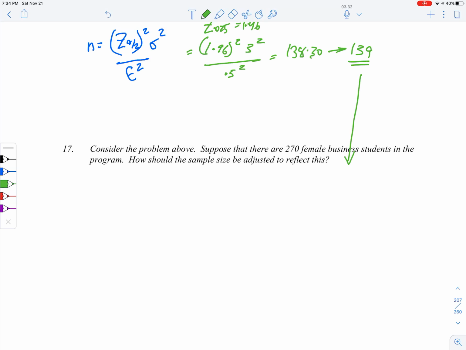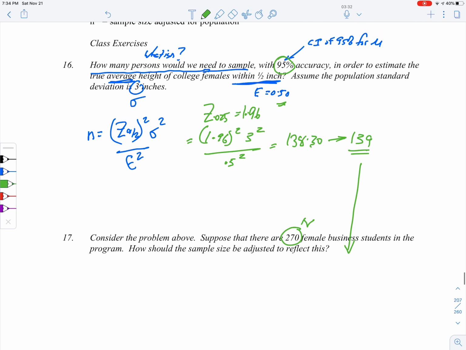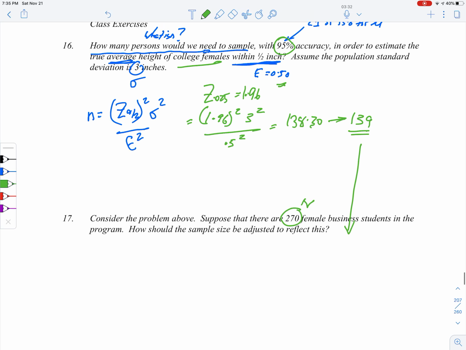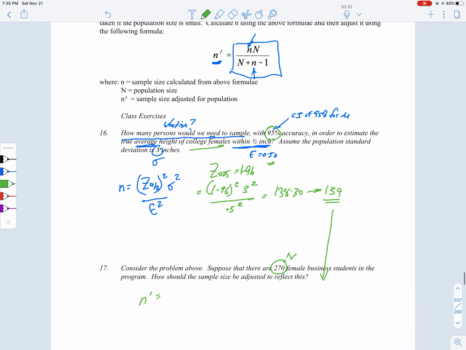Now what we're going to do is go down here and consider the problem above. Suppose there's 270 female business students in the program. Is that what we were looking at? Yeah, college females. So that's your N, your big N. How should the sample size be adjusted to reflect this? So this is where we use this formula from up here. n prime is equal to little n times big N over big N plus little n minus 1.